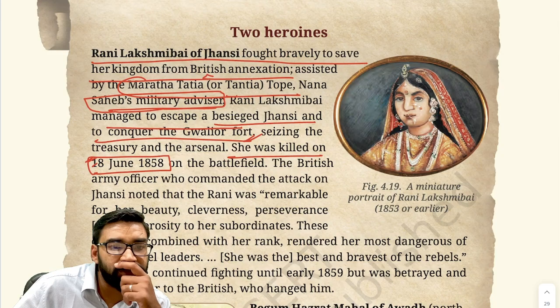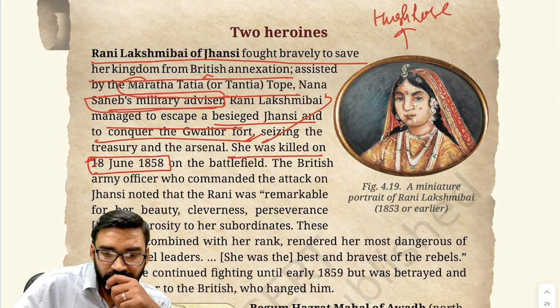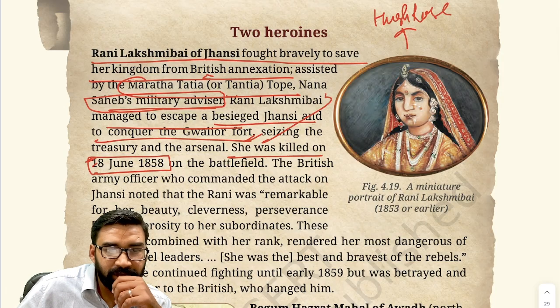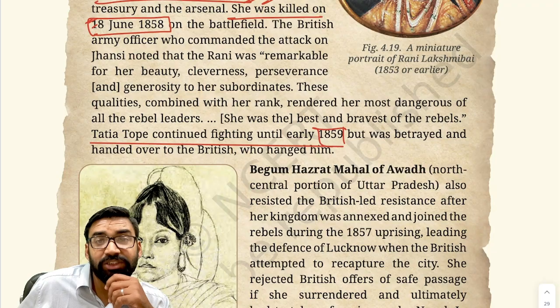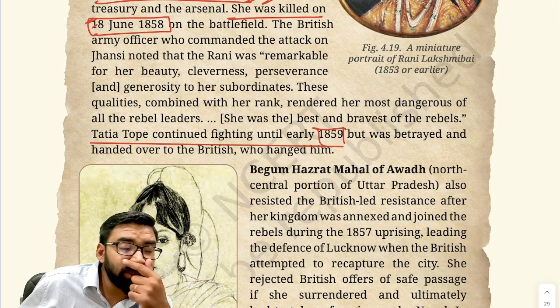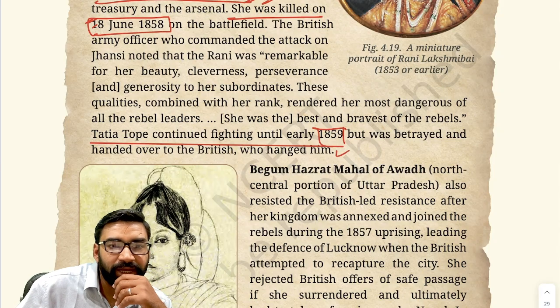And who was the British official who killed her? Hugh Rose, a British official, killed her. This was very important. And then Tatya Tope continued fighting until early 1859. But Tatya Tope was actually betrayed by his friend Man Singh, who informed the British that Tatya Tope was hiding in the jungles of Chambal, and then he was handed over to the British, and the British hanged him.